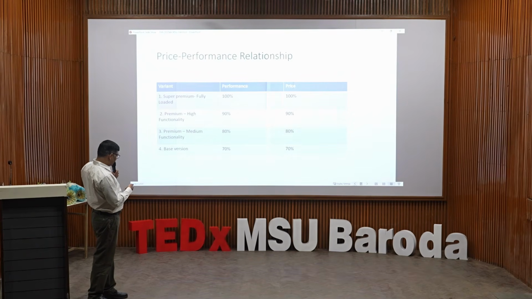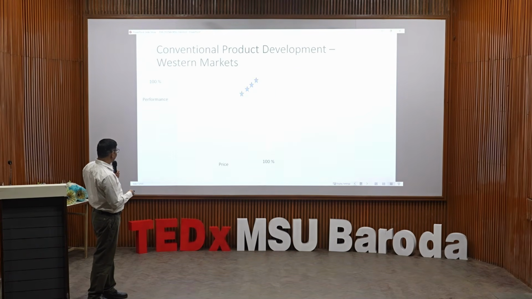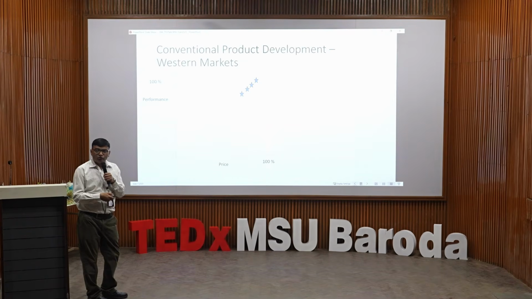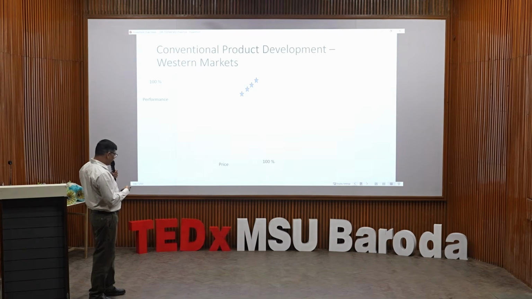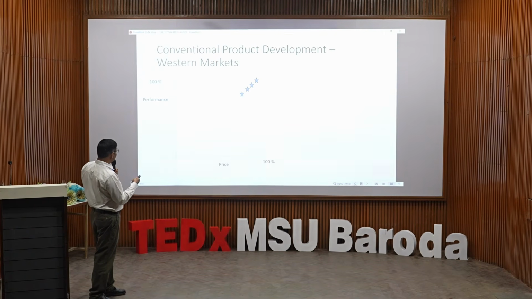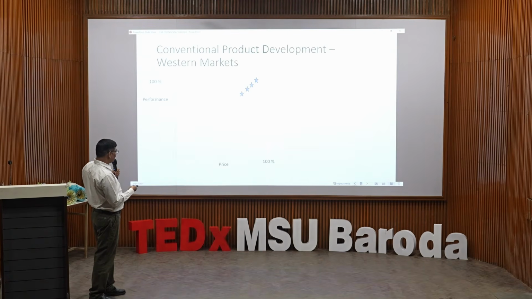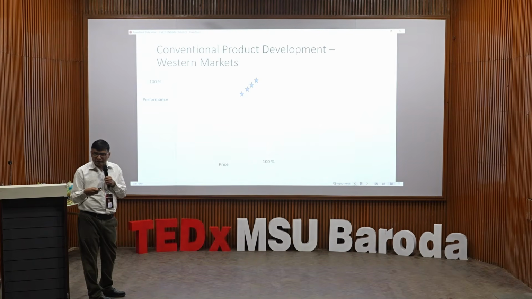Now, if I plot it in the form of a graph, it will look like this. Many of you are engineering students, so I'm sure you know the linear relationship, or a straight line relationship. The underlying assumption is that there is a linear relationship between performance and price. If I wish to offer you 100% functionality, I will charge you 100% price for that. And if you want lower prices, I will reduce the functionality proportionately. That's why it's a straight line, or close to a straight line relationship.